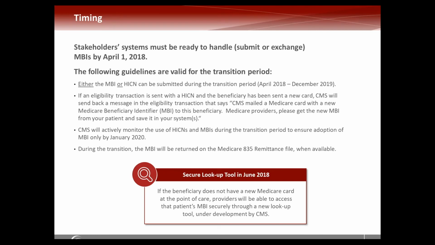So another tool that providers can use is coming online in June, and that's a secured lookup tool. So if a beneficiary does not have a new Medicare card at the point of care, providers will be able to access that patient's MBI securely through a new lookup tool under development by CMS, and this new lookup tool or this portal will be managed by the Medicare administrative contractors. So look for this tool coming online sometime in June as an additional resource that providers can use for obtaining MBIs.